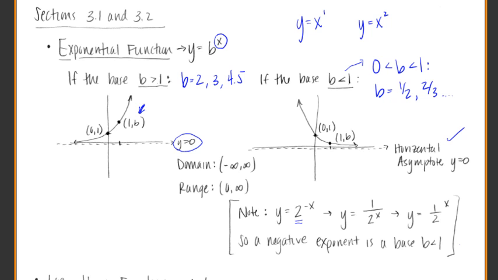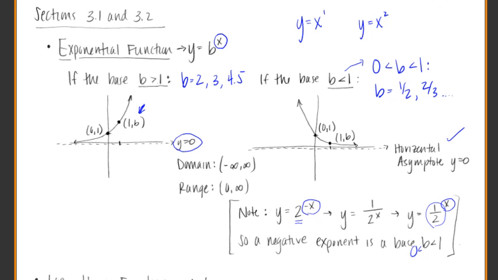No, we got to focus on that exponent. If it's a negative exponent, this is the same thing as going 1 over 2 to the x, which is 1/2 to the x. A shortcut is, when you see a negative exponent, make it positive and then take the reciprocal of your base. So a negative exponent really is a base that's between 0 and 1, so 0 is less than b, which is less than 1. Definitely something to keep in mind.